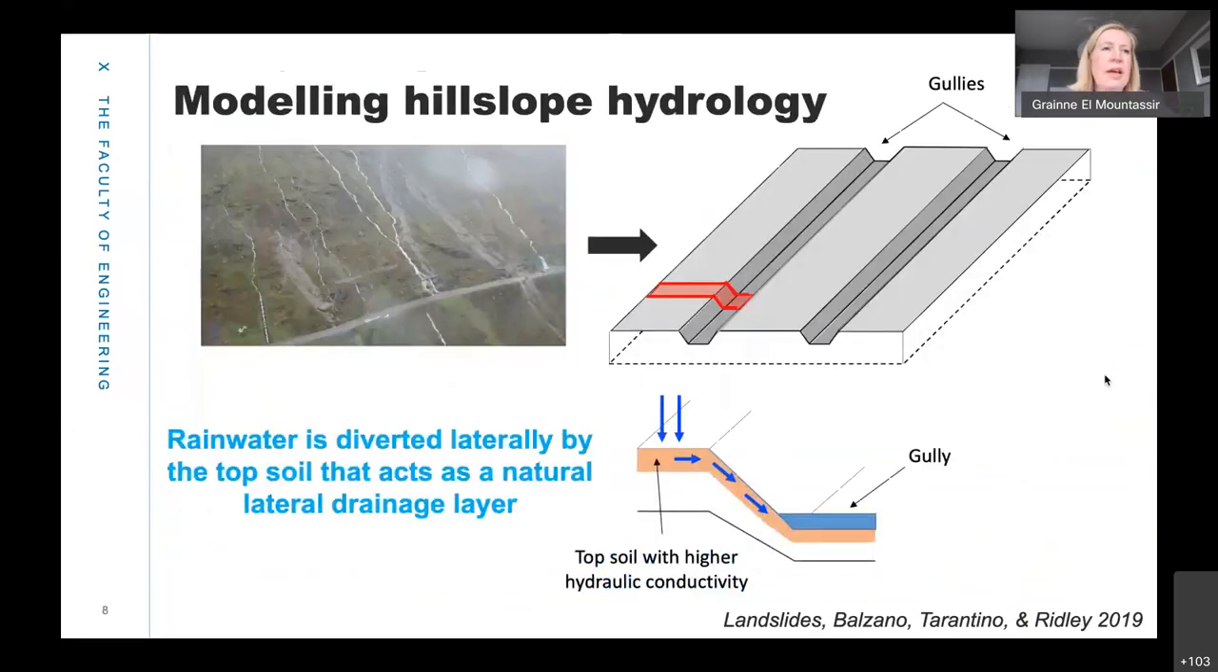So Alessandro and the team attempted to model water flow on the slope and the slope stability, initially considering an infinite slope, so just a flat slope. And it was quickly evident that the soil should not exist on that slope because it was unstable, but there it is. So it became very apparent that the gullies that you can see from the photograph on the left-hand side are really key in maintaining stability in these slopes, and they act to convey water down the hillslope. What's also occurring is that the topsoil with the higher hydraulic conductivity, the orange layer, is acting as a natural lateral drainage layer and diverting water into the gullies.